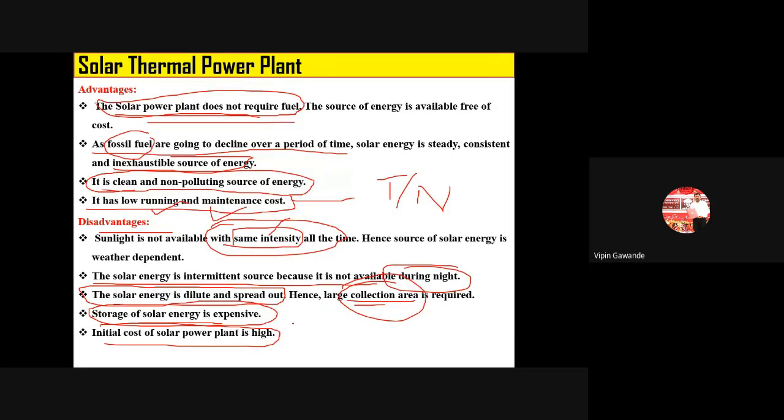Okay, what are the advantages? It is a free source of energy, and it is non-polluting. So these are the advantages of the solar thermal power plant.